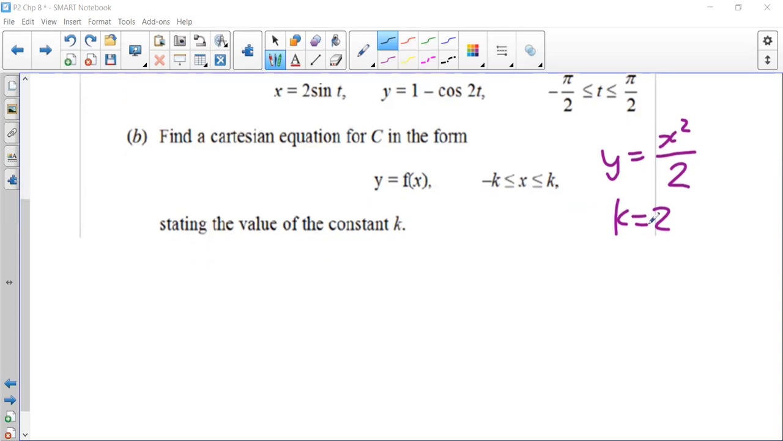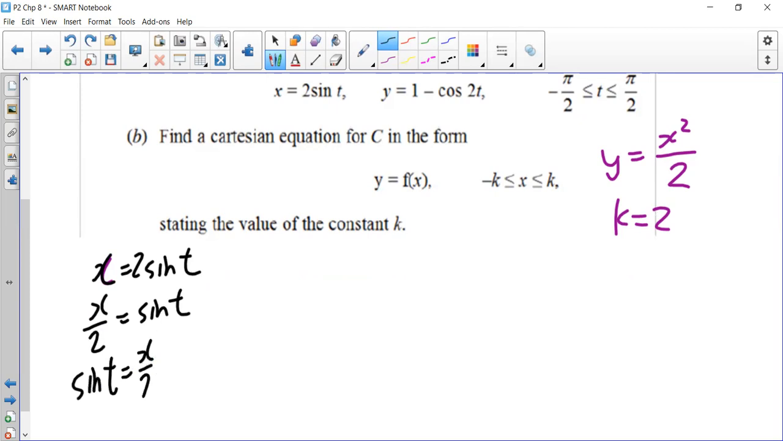So first of all, to find a Cartesian equation, I'm going to start by writing the x equation, which is x equals 2 sine t. Make sine t the subject, so x over 2 equals sine t. So sine t equals x over 2. On the other hand, for the y equation, y equals 1 minus cos 2t. Now you have to recall cos 2a has 3 variants. We want to use the one with the sine. Well, why? Because x has a sine in there.